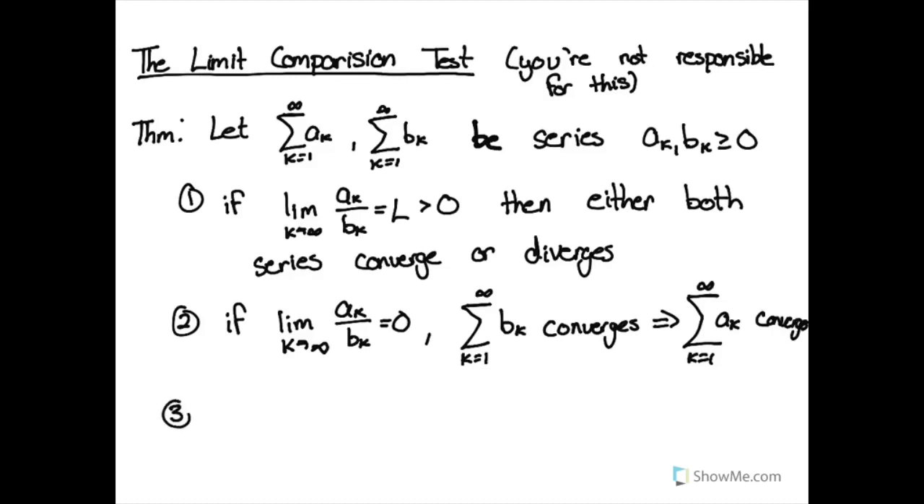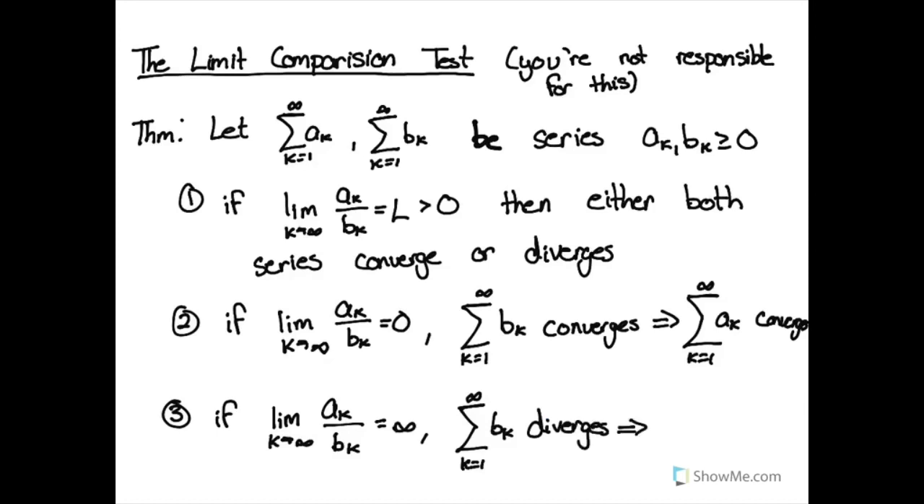Okay, and thirdly, if the limit is not 0 and not some non-zero real number, then the limit must be infinite, because again, we're dealing with a positive series, so it can't be negative. So if the limit of a_k over b_k is equal to infinity, then if the sum of b_k from k equals 1 to infinity diverges, this implies that the sum of a_k diverges.